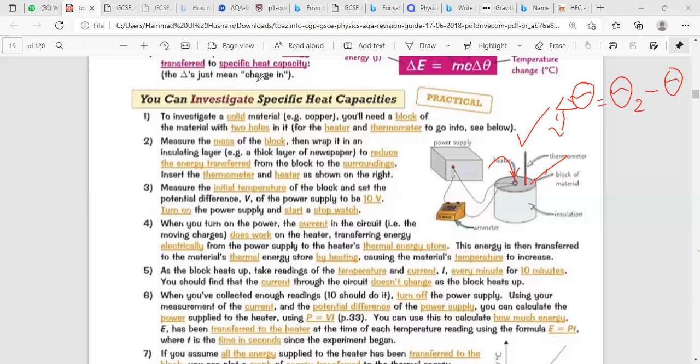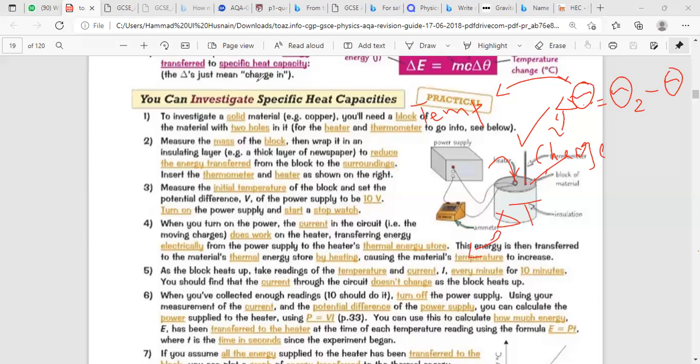Delta means change. What does this delta mean? Delta means change. Now theta is temperature. Here we are representing temperature with theta. Is delta the triangle? In this case, it is just a representation of temperature. You can write delta T as well. Delta T. Yes, delta means change.